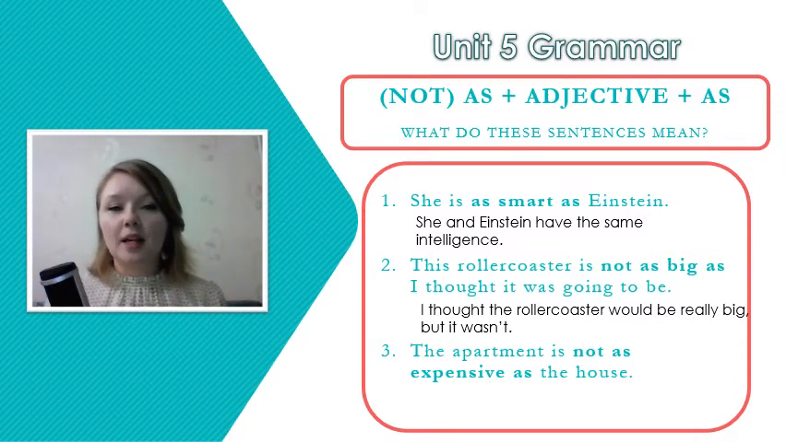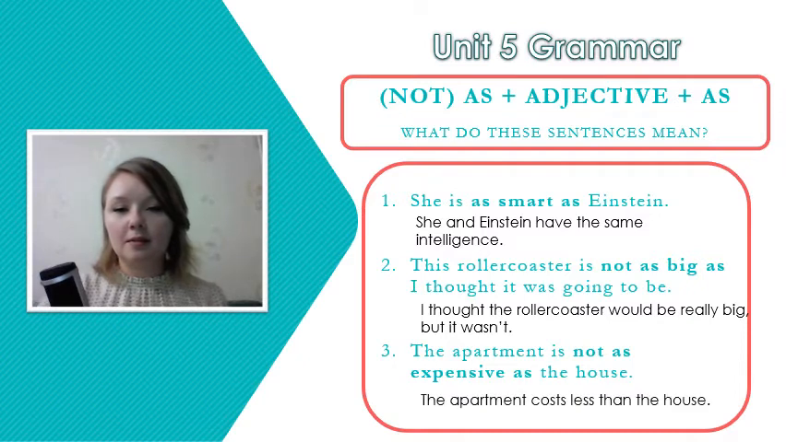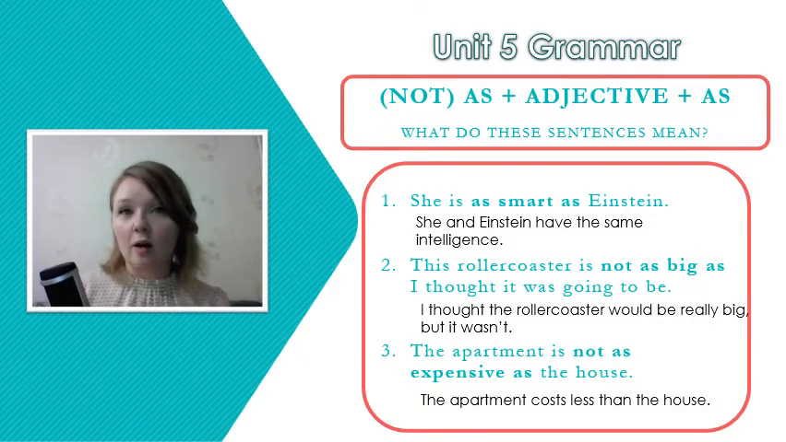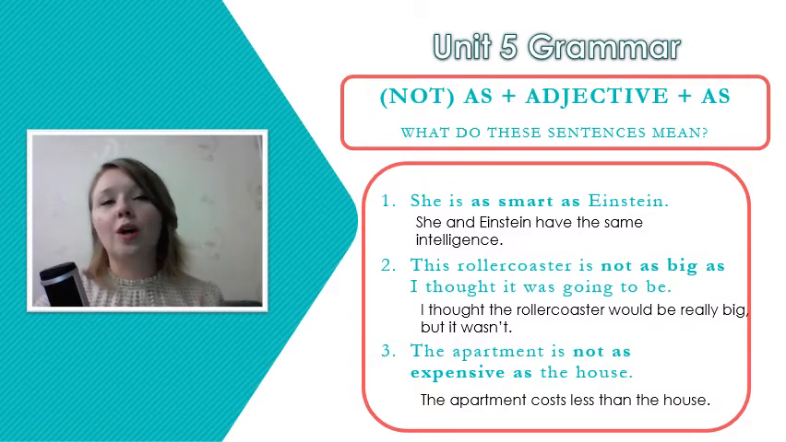Number 3, the apartment is not as expensive as the house. And what does this mean? This means that the apartment costs less than the house, or the house is more expensive.